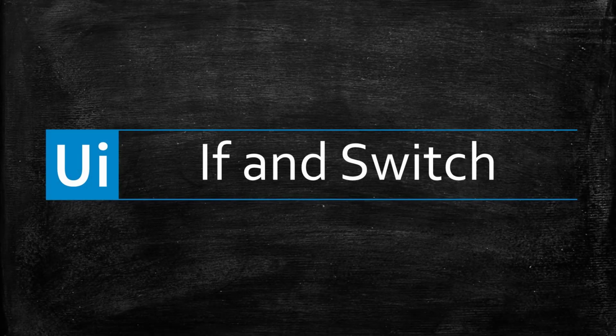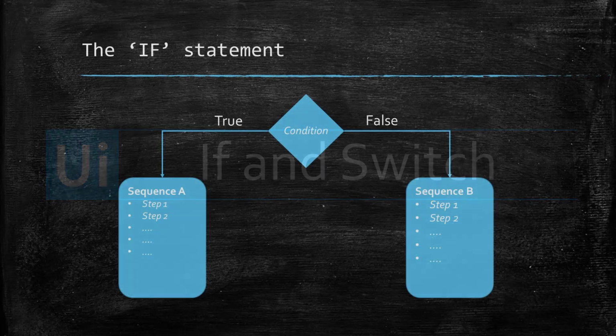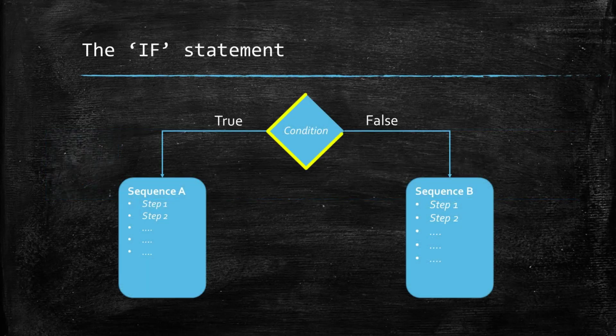In this video, I'm going to introduce you to two new activities, the if and switch. The if statement will check for a given condition, and if it is true, it'll execute a sequence of steps, and if it is false, it'll execute another sequence of steps. So let's see that in action.